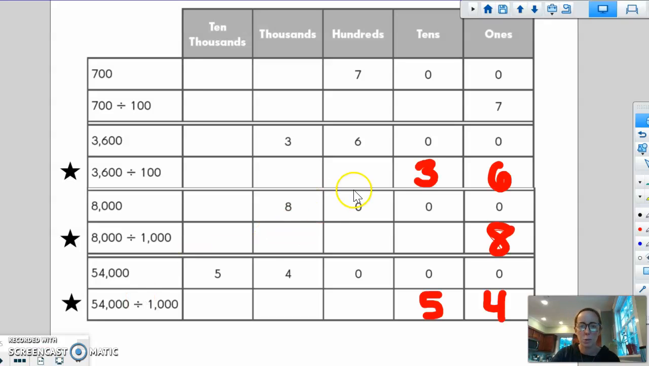All right, so our answers should be 36, 8, and 54. Your basic rule of thumb is look at your divisor, whether it's 10, 100, 1,000. However many zeros are in your divisor, that's how many zeros you are going to take off from your dividend.